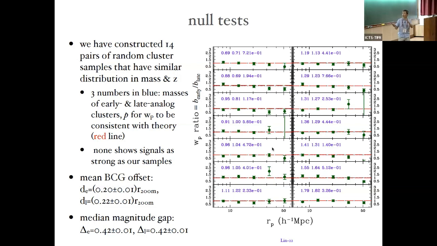And for these 14 pairs of control samples, their mean BCG offset as well as the magnitude gap are basically the same, unlike in the real cluster sample.